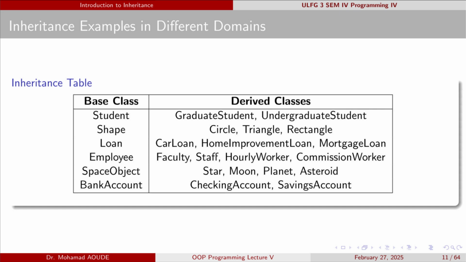2. Loans. Base class, loan. Derived classes: car loan, mortgage loan. All loans have principal, interest rate, and term. Specialized loans add vehicle information or property data. 3. Space objects. Base class, space object. Derived classes: star, planet, moon. All space objects have mass and position, but a star might have luminosity, a planet might orbit a star, and a moon orbits a planet. Key logic: inheritance works when you can cleanly separate what is common and what is specialized.